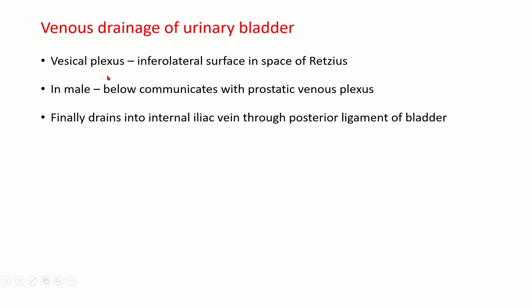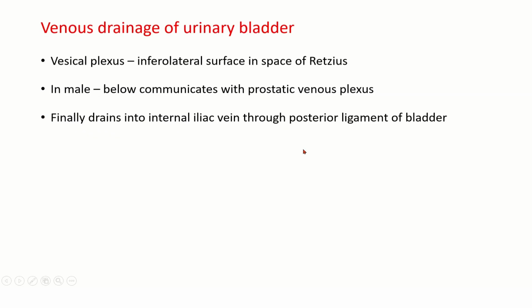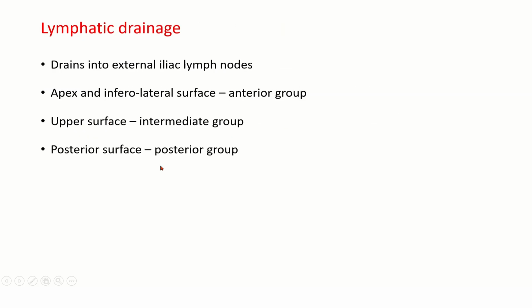Veins: the vesical plexus, which is present in the inferolateral surface in the space of Retzius. In male, they also communicate below with the prostatic venous plexus. Finally, they drain into the internal iliac vein through the true posterior ligament of the bladder.